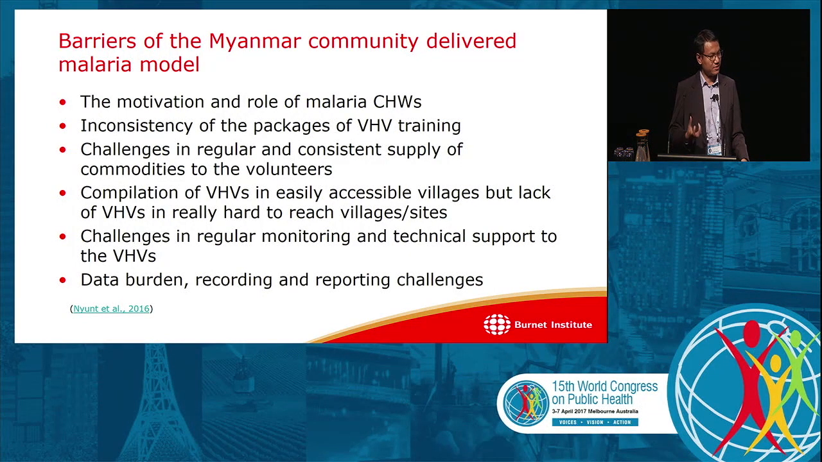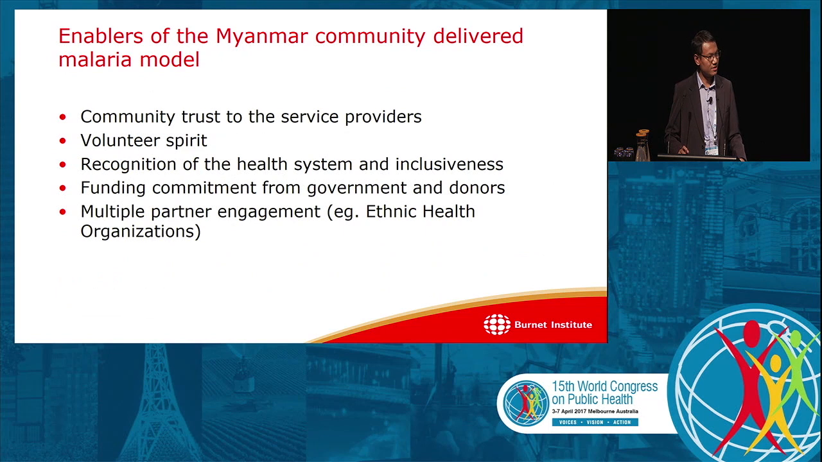The next thing is that, according to the shifting from the control to the elimination model, the tasks and the specific role of the village health volunteer have also changed. For example, previously they were just doing routine testing, diagnosis and treatment, but now they need to do more work for malaria elimination. So those are the changing challenges. Most of the enablers are more or less the same, like community trust of the service provider, volunteer spirit, recognition by the health system, and multiple partner engagement.